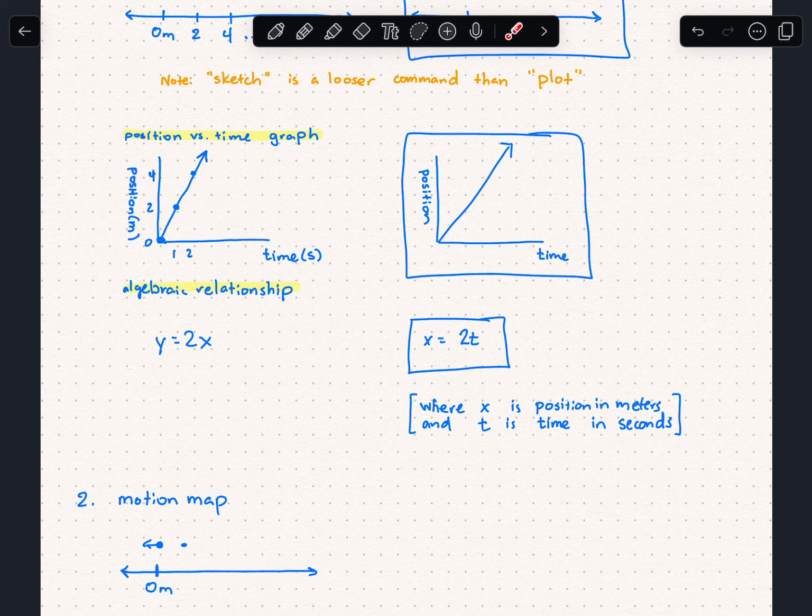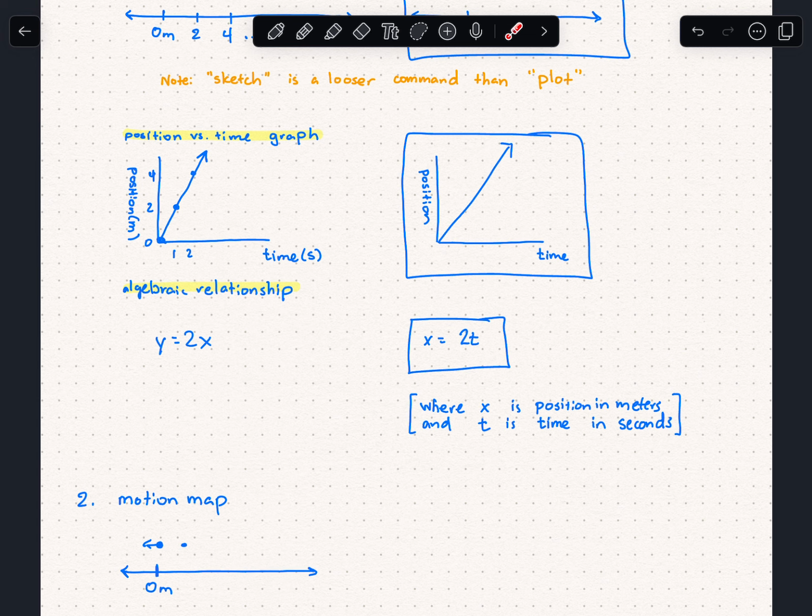Oh, one other detail. In addition to the trend, I also want to see the initial value. So in this case, like a y-intercept, right? An initial value. 2 things to show on a position time graph. You got that? Let's move on now to the algebraic relationship.